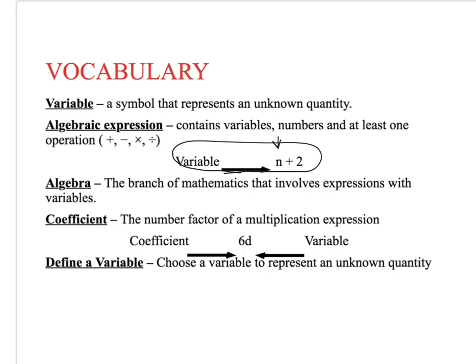Algebra is the branch of mathematics that involves expressions with variables. So we're going to be starting algebra. Exciting. A coefficient is the number factor of a multiplication expression. So this 6D is a multiplication expression. The 6 is the coefficient, and the D is the variable. Now, when we define a variable, we choose a variable to represent an unknown quantity.